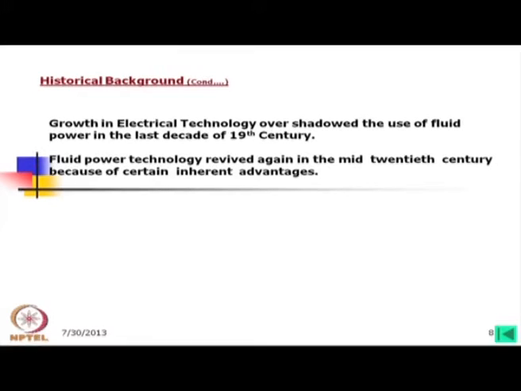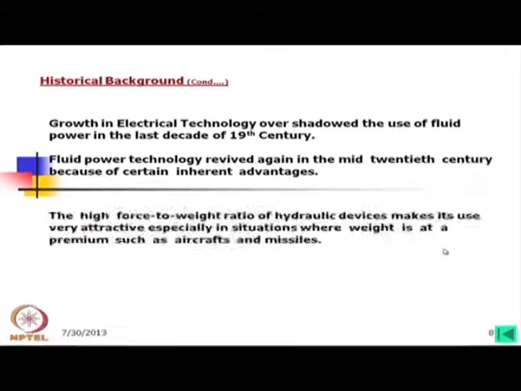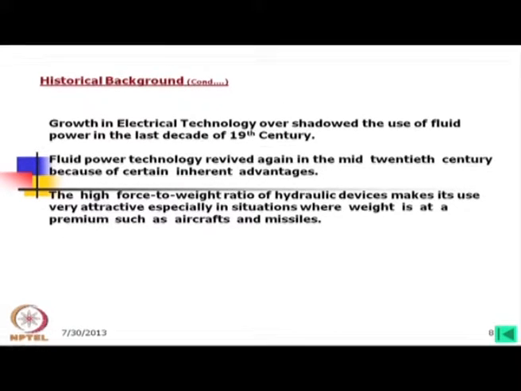Fluid power technology revived again in the mid 20th century because of certain inherent advantages. The high force to weight ratio of hydraulic devices makes its use very attractive, especially in situations where weight is at a premium, such as aircraft and missiles. Sometimes it is called force to weight ratio, sometimes inertia to torque ratio. If we consider inertia to torque ratio and force to weight ratio, it is just the reverse. In the case of fluid power devices, the force to weight ratio is high in comparison to mechanical and electrical devices.